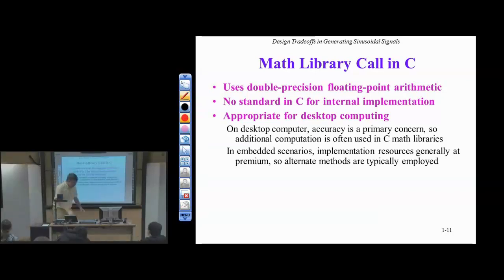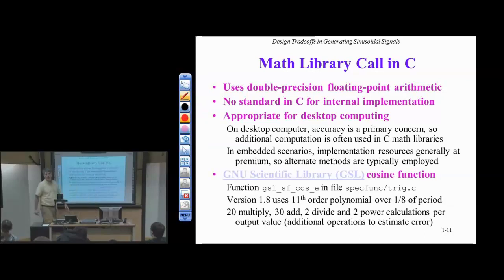So let's go on with the complexity, though, of using the math library, because who knows? You may end up using this in an embedded system. It could happen. So to find an example of an implementation, I went to the GNU Scientific Library and looked at the cosine function. This is now an older version. I looked at the code and I noticed a few trends. One is there's an 11th order polynomial to compute 1/8 of the period of the cosine, and it gets the other values from symmetry.